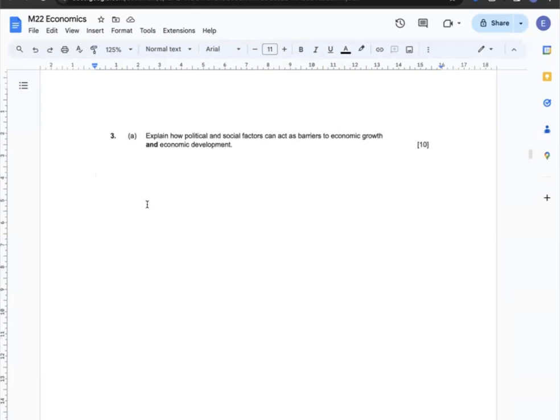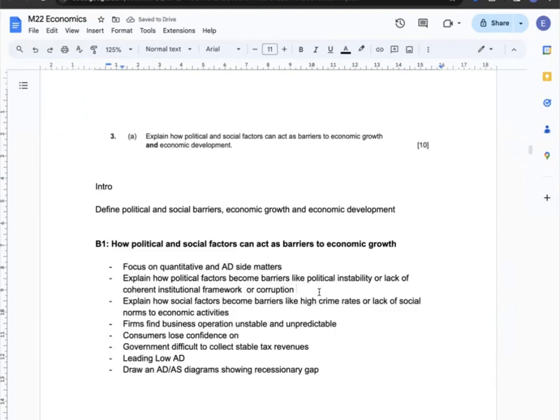Question 3A, explain how political and social factors can act as barriers to economic growth and economic development. Intro will define political and social barriers, economic growth, and economic development. In body one, I should analyze how political and social factors can act as barriers to economic growth. I should focus on quantitative and aggregate demand side matters so that I can explain how political factors like political instabilities or lack of coherent institutional framework or corruption, those kind of things can hinder coherent economic activities.